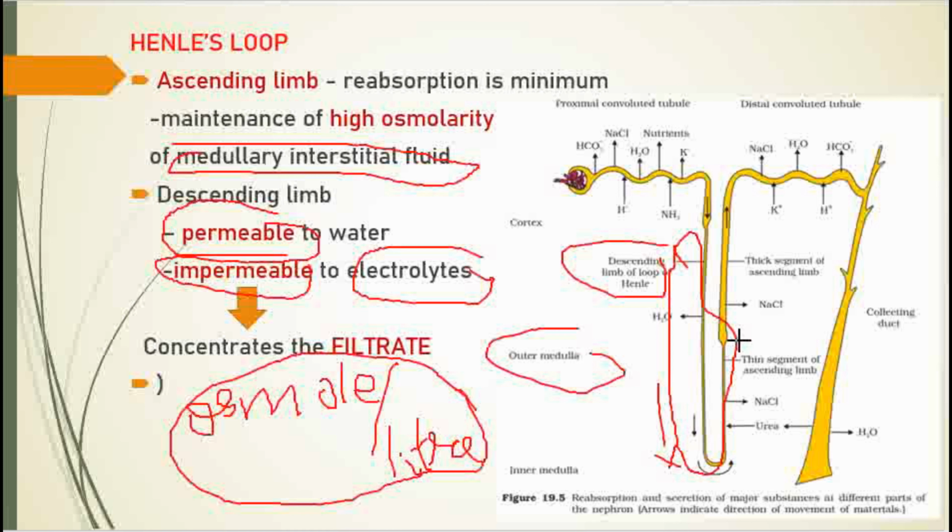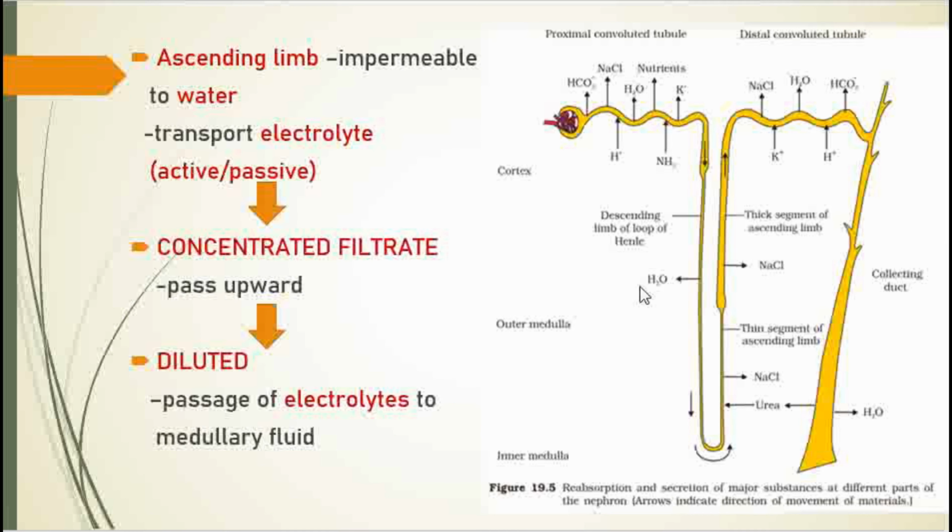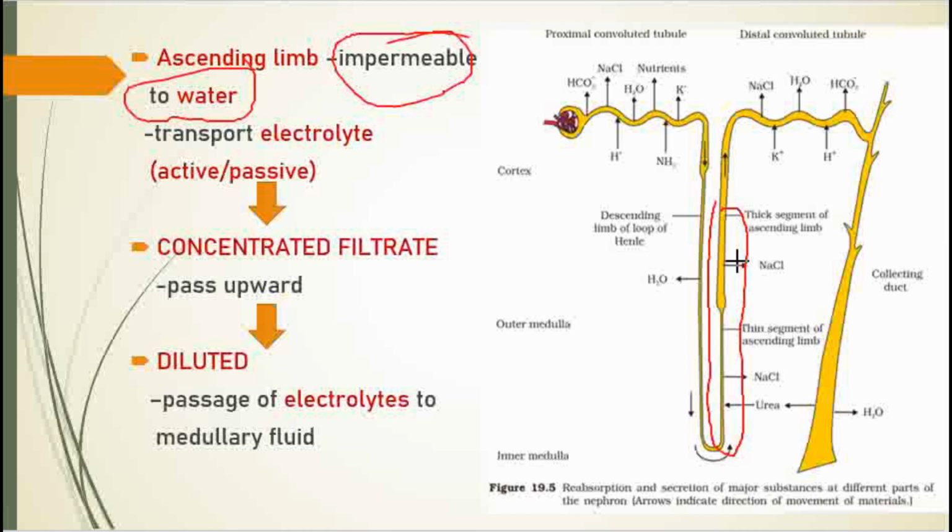Next, we'll move on. Now the filtrate has come here. Let's see what occurs in the case of the ascending limb. In the descending limb we saw it is permeable to water, but in the ascending limb it is not like that. It is impermeable to water. Water can't enter here. It is impermeable to water but permeable to electrolytes.